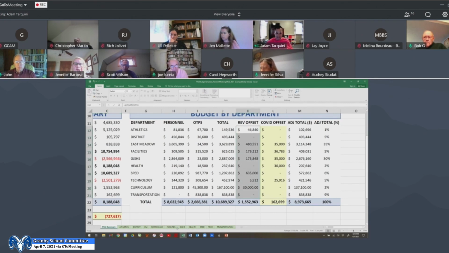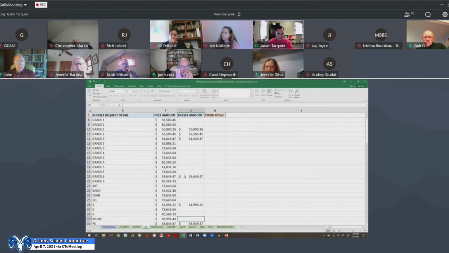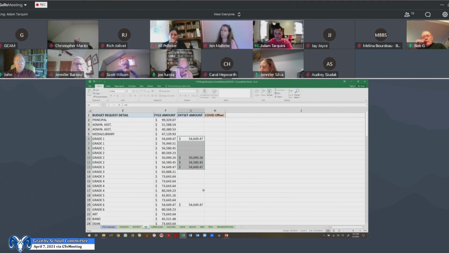So in each of these tabs, down at the bottom, you would see in the East Meadow tab, I can go to it. So right here, we have teachers over here in this left-hand column. I'll make this a little bigger, Jen, for you. And on the offset column, here's where their salary would be offset with either grant funds or with school choice funds.